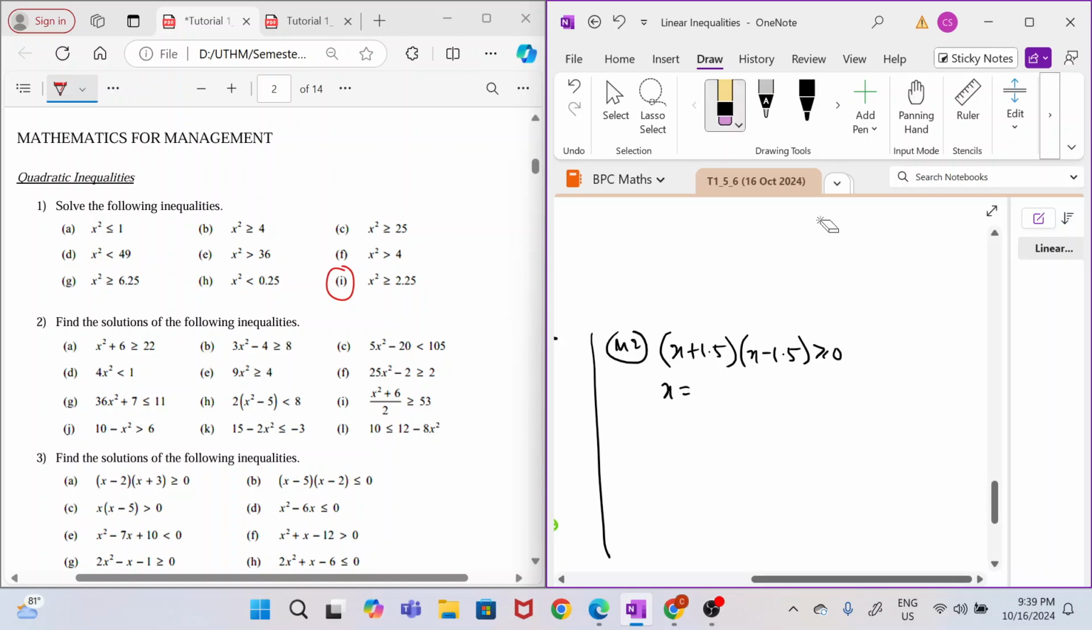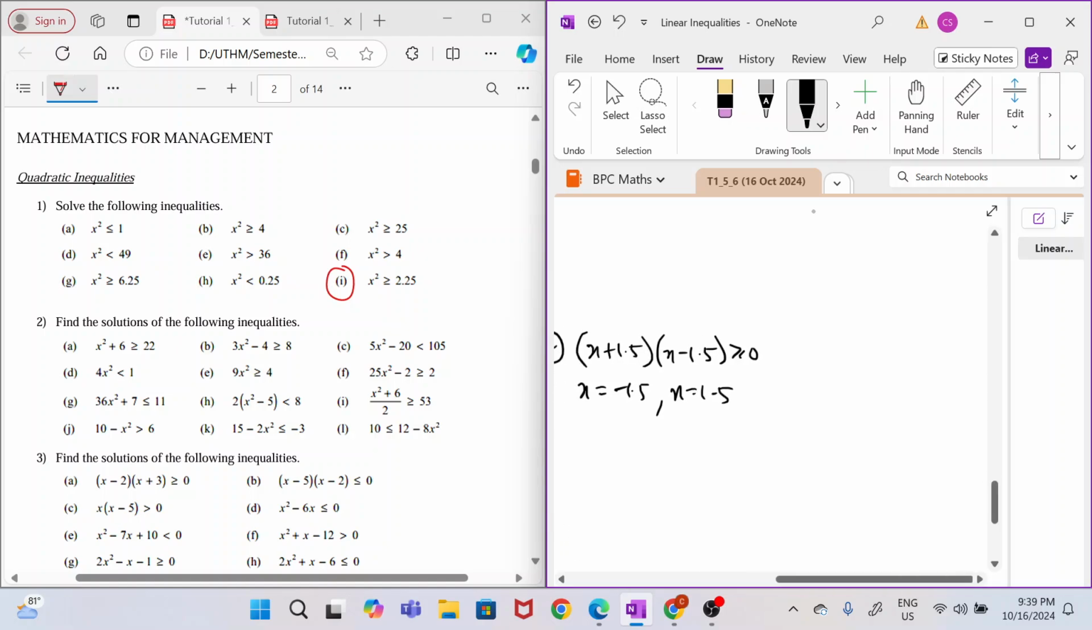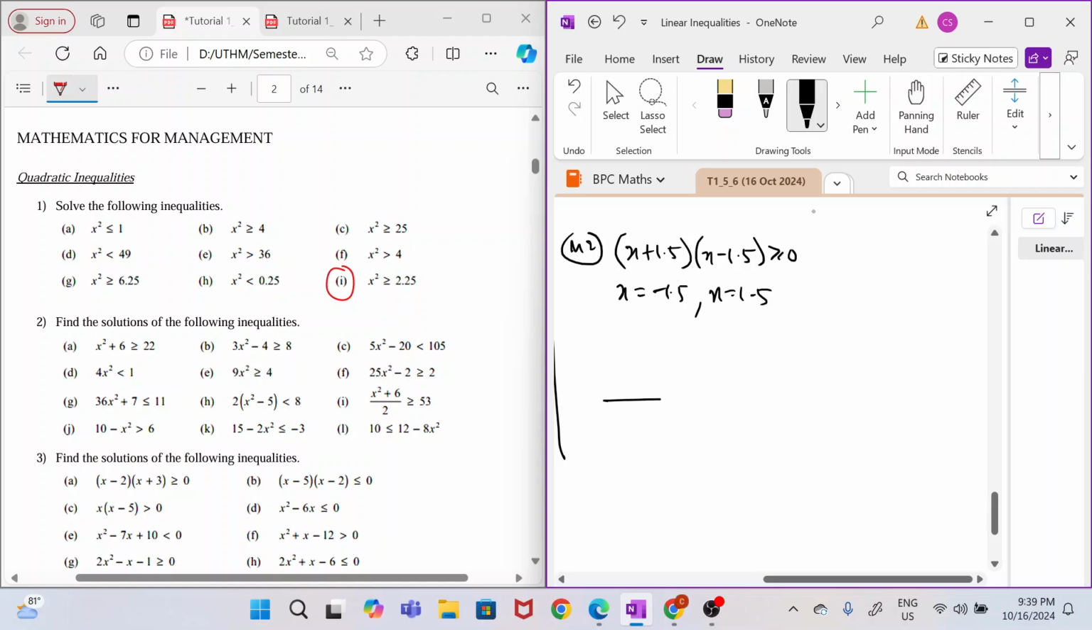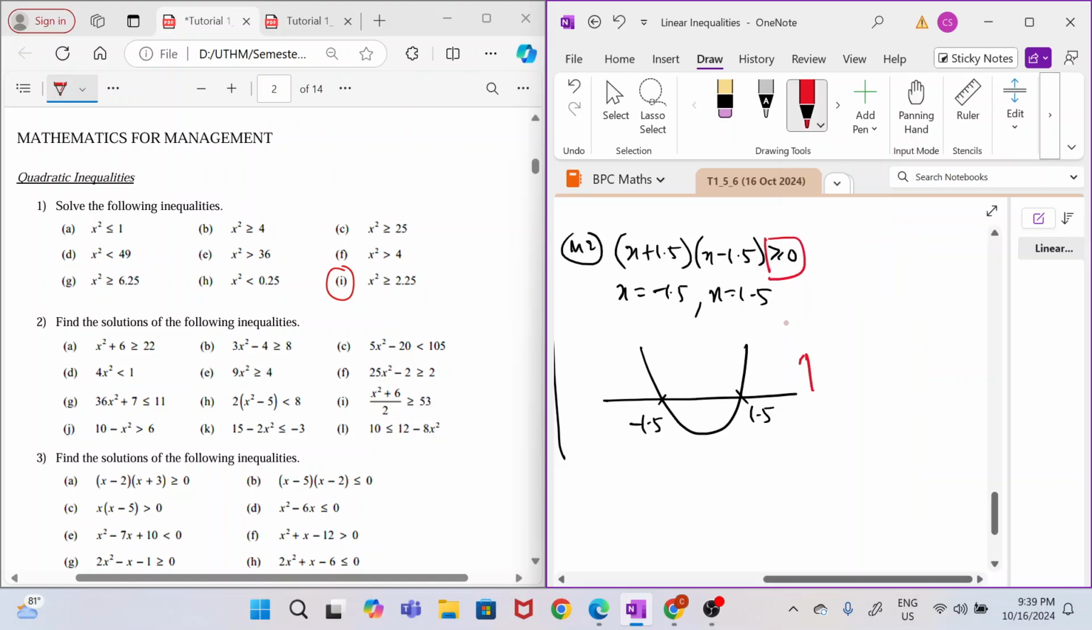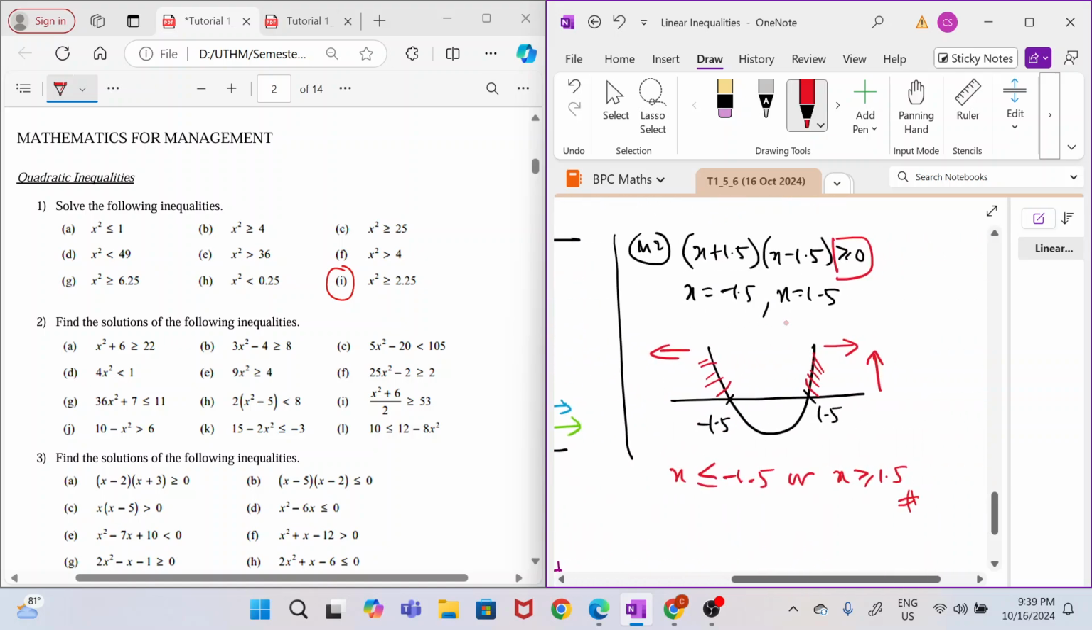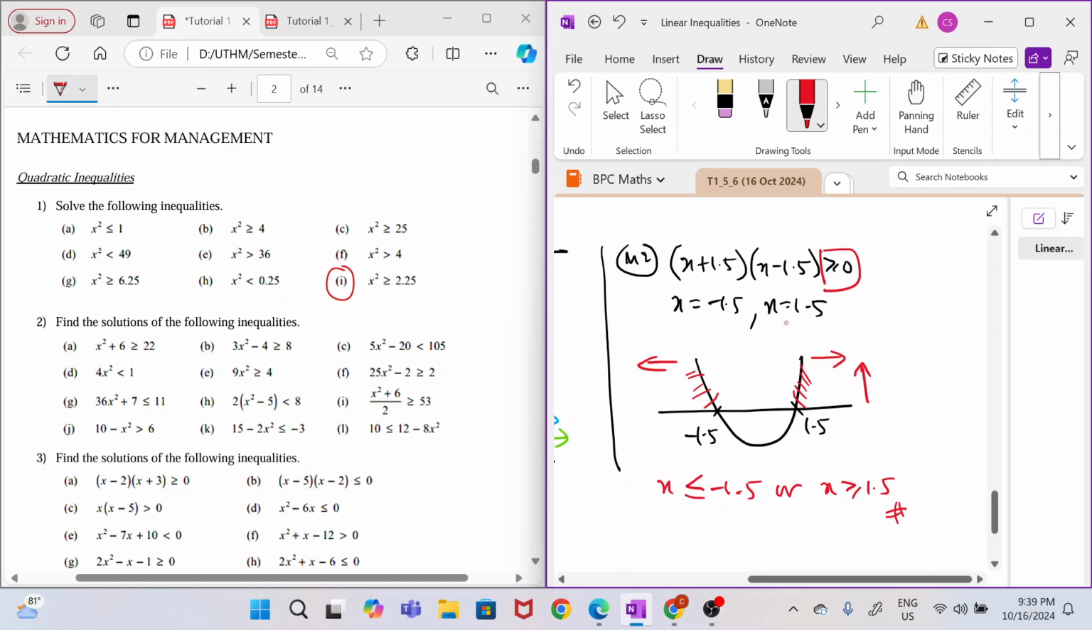You solve for 0, you get negative 1.5, 1.5. This is a smiley graph. Greater than 0, look above the x-axis. You will get the same answer. Okay. Alright. That is regarding question 1, quadratic.